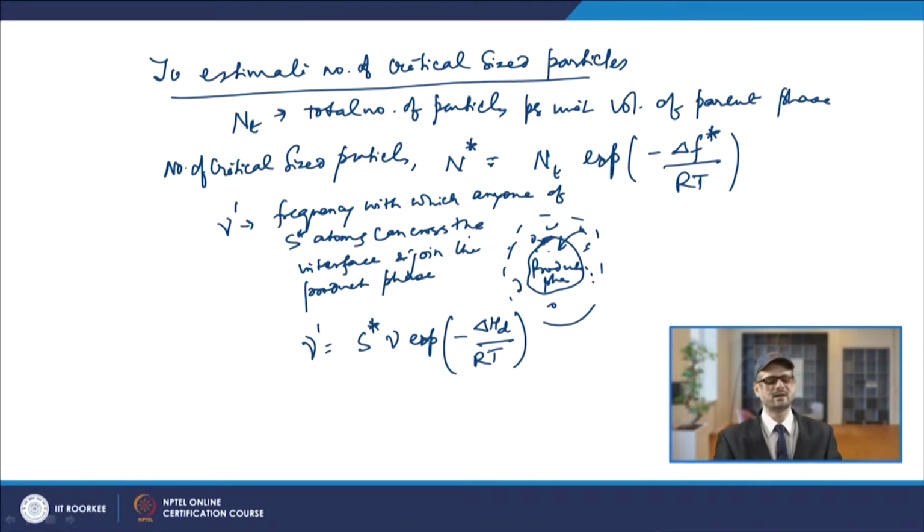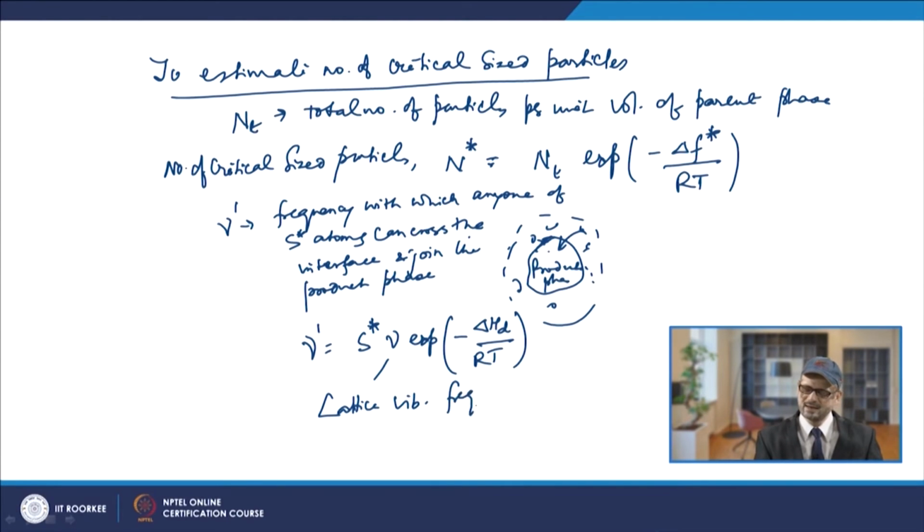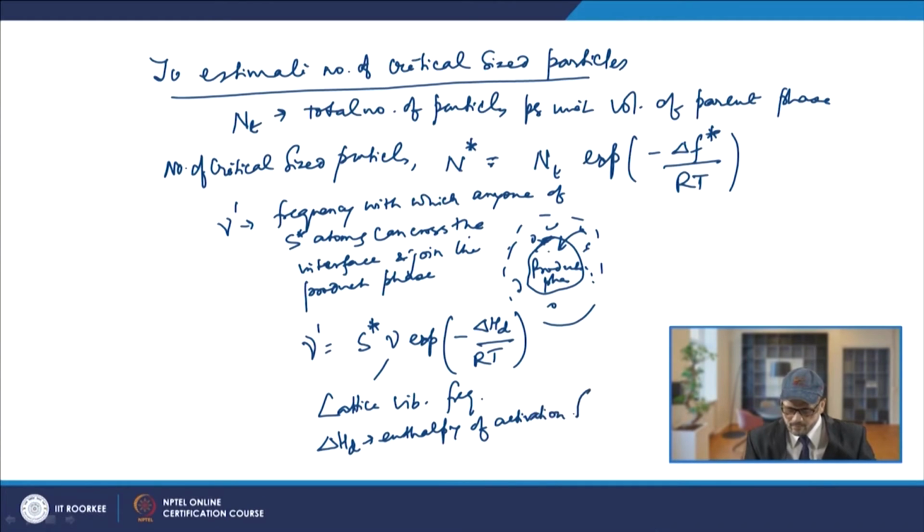Here nu is the lattice vibration frequency, and S star is the number of atoms which are across the interface, touching that surface, and delta HD is the enthalpy of activation for diffusion across the interface. So, if you look at this nu dash value, that will be S star nu exponential minus delta HD by RT.